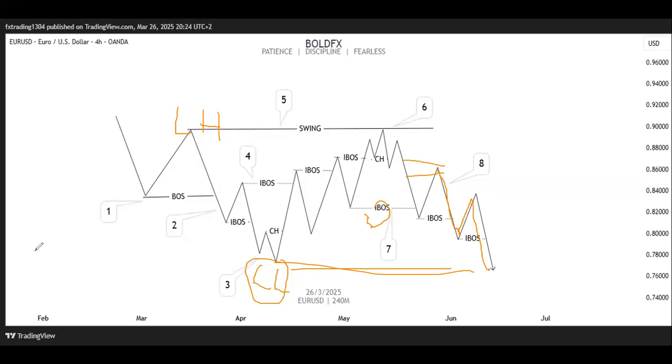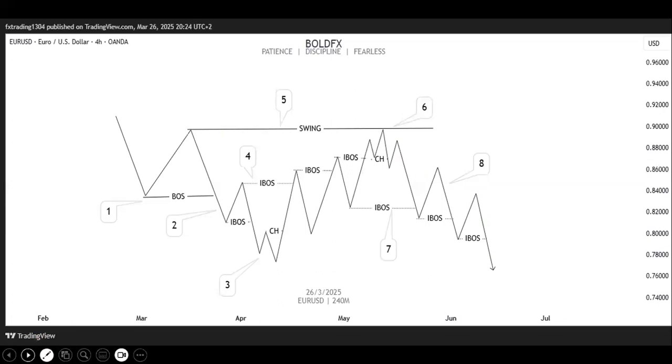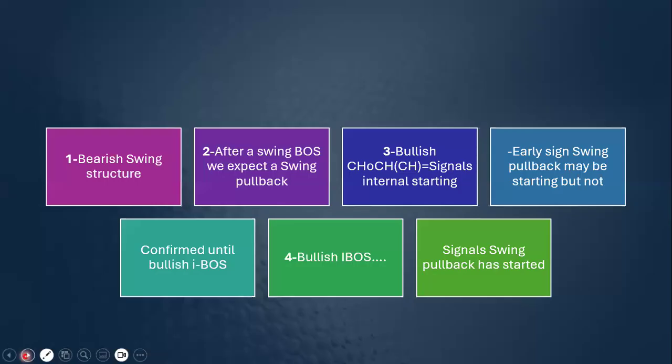So I hope that made sense. I hope that this whole diagram has given you a clear understanding of how we look at market structure here at Bolt FX and how we tend to take our trades here at Bolt FX Academy. So this is just simply what I said in the previous slides and how I've identified my points right there. So you can just write this down and take note of it.